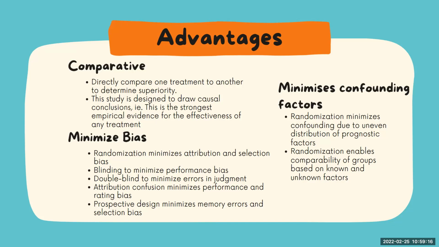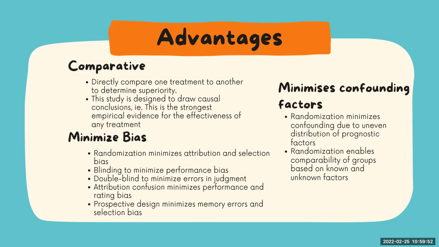The second one is that this research design can minimize bias. This means that randomization minimizes attrition and selection bias. Blinding minimizes performance bias. It also minimizes errors in judgment and attribution confusion, and minimizes performance and rating bias. An effective design also minimizes memory errors.